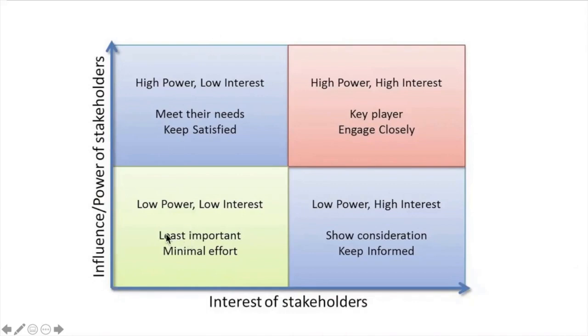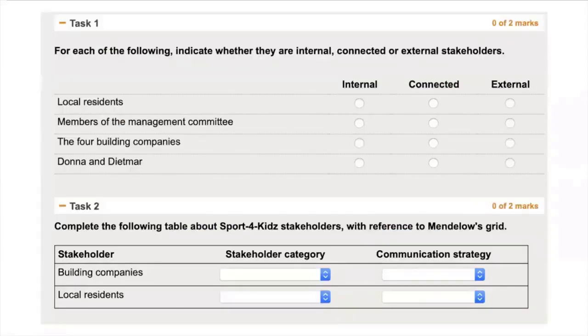So the building companies, of course, have a lot of interest to do work because they want to get the contract, right? So basically they have low power because they cannot affect the decision, but they have high interest. So I would put them here, low power, high interest, and therefore their communication strategy would have to be keep informed, show consideration, keep them in the loop, inform them. Those would be, of course, the answer for the builders, okay? If you go back now, what about the local residents?